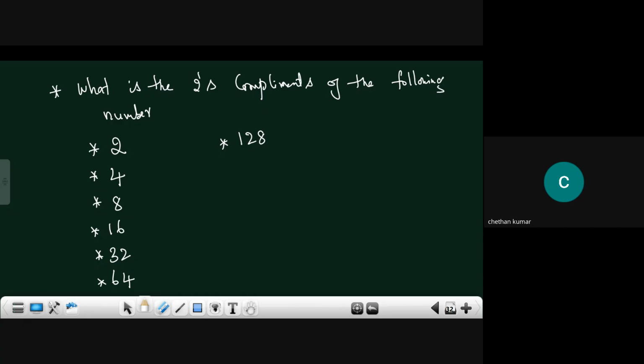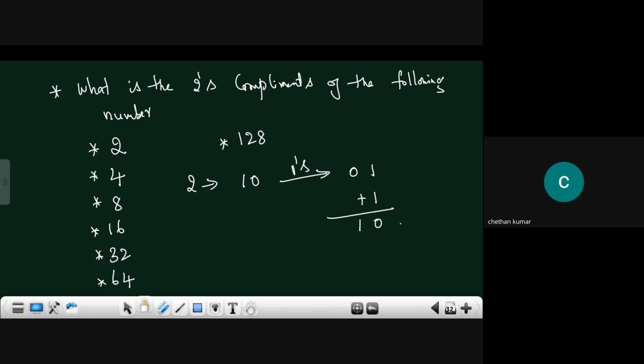What is the 2's complement of number 2? Adding 1 to the 1's complement is nothing but the 2's complement. What should you do? Represent this number in binary, correct? 2 you can represent as 1, 0. Take the 1's complement: 0, 1. Add plus 1 to this. This becomes 1, 0. Means the 2's complement of number 2 is the same, right?